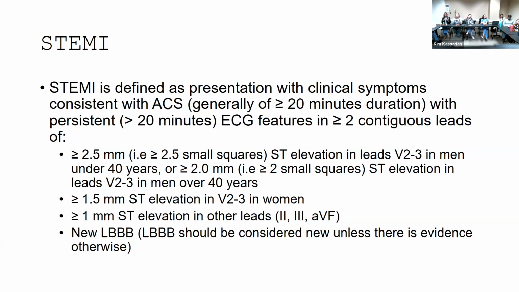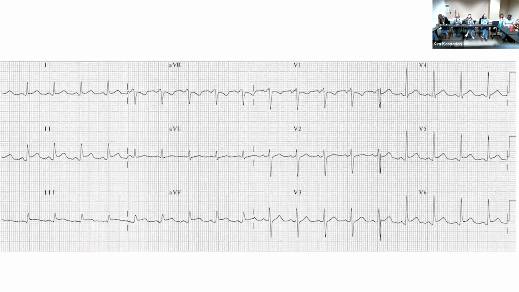Because in left bundle branch block, there's what's called the Sgarbossa criteria, but it's much less sensitive and specific. And so it's harder to rule out ischemia with a left bundle branch block. So this is our last EKG for the day. And it's a curveball.